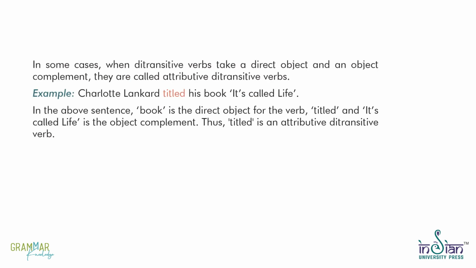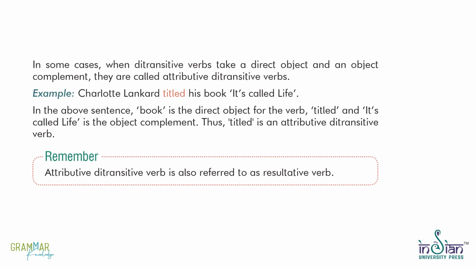In some cases, when ditransitive verbs take a direct object and an object complement, they are called attributive ditransitive verbs. Example. Charlotte Lankard titled his book, It's called Life. In the above sentence, book is the direct object for the verb titled and It's called Life is the object complement. Thus, titled is an attributive ditransitive verb. Remember, attributive ditransitive verb is also referred to as resultative verb.